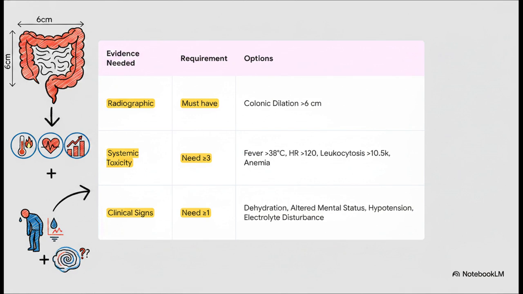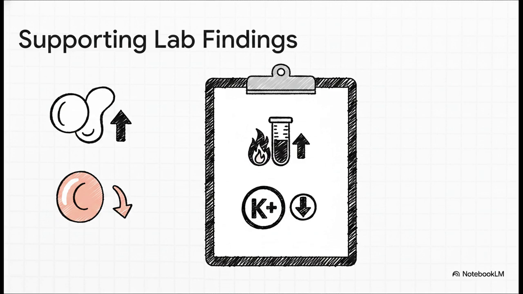And finally, you need at least one of these major clinical signs at the bottom, like dehydration or hypotension. Just think of it like a formula. X-ray plus 3 toxicity signs plus 1 clinical sign. Done. And of course, the labs are going to back you up.